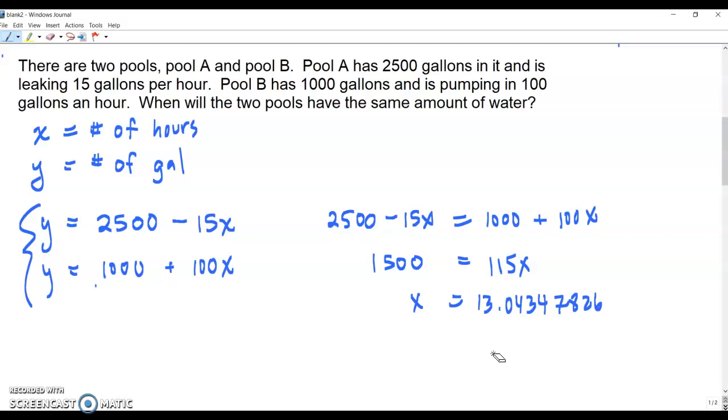Okay, so that's one type of system of equations application, break even. We've gone over the other two, but I'll try to make a video for you for those as well, and you can check those if you need some extra help.